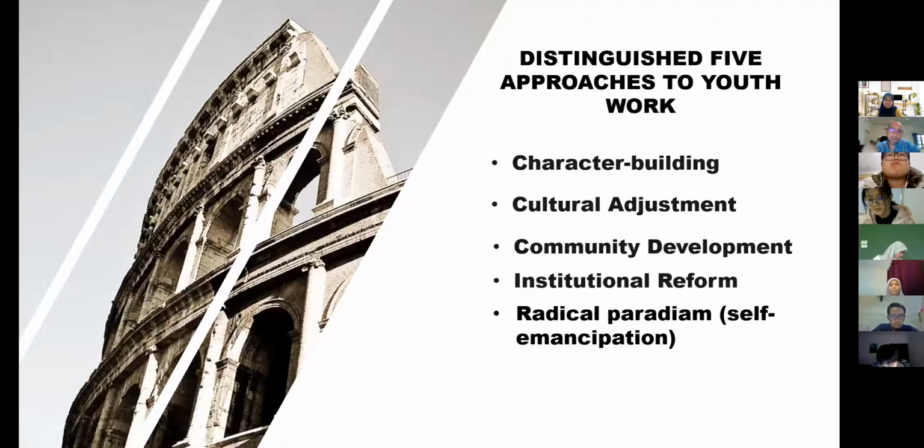Okay, so it's also a sort of empowerment approach, but it has this idea of radical paradigm, self-emancipation. Of course, that comes from a lot of Marxist type of language, but I think that's the basic idea behind it. Okay, so I hope that's clear. Please ask questions if you're not clear about anything.